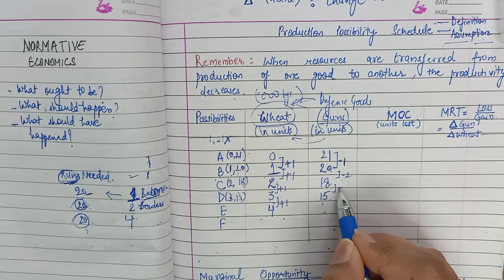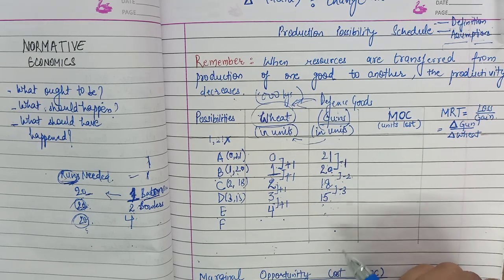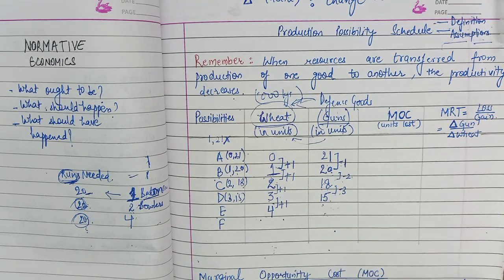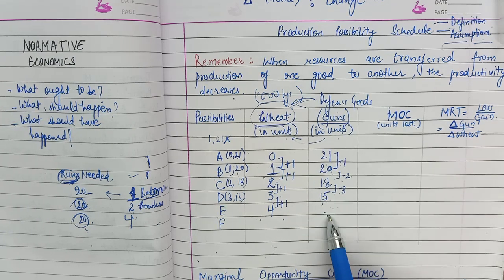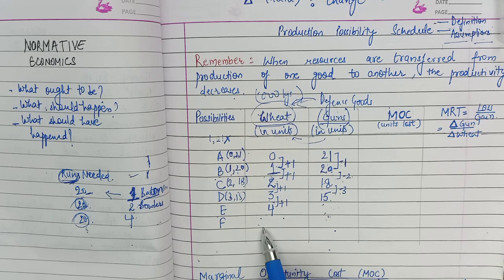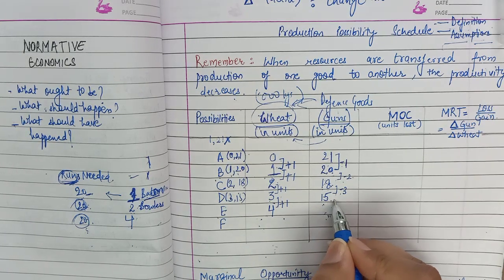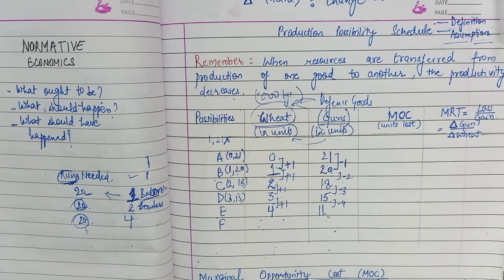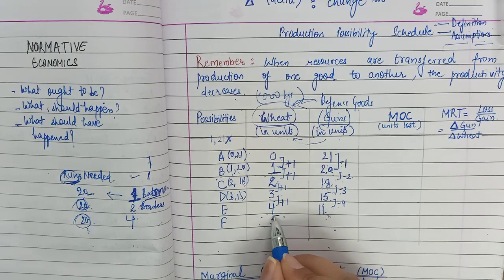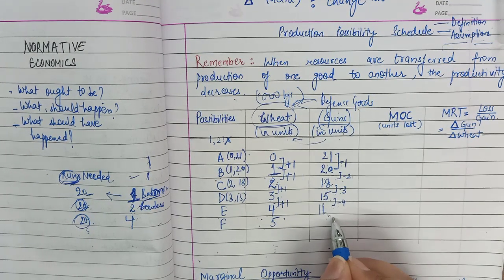So before this we had a loss of 3 units. Now we will be having even greater loss because these people are not that much efficient in the production of wheat. So now let us suppose we are having a loss of 4 units and we come down to 11. Similarly, if we need to produce more wheat, we will be having more loss here, more than before.